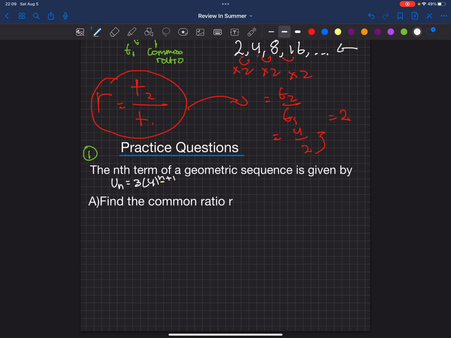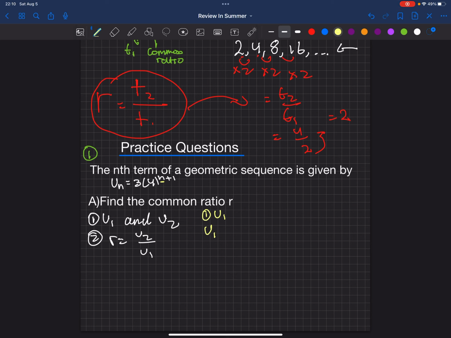The nth term of a geometric sequence is given by u_n is equal to 3 times 4 to the power of n plus 1. Find the common ratio r. So the first thing that we should do is to find the first term and the second term, and then use the ratio formula to find what the ratio is. Pretty straightforward question.